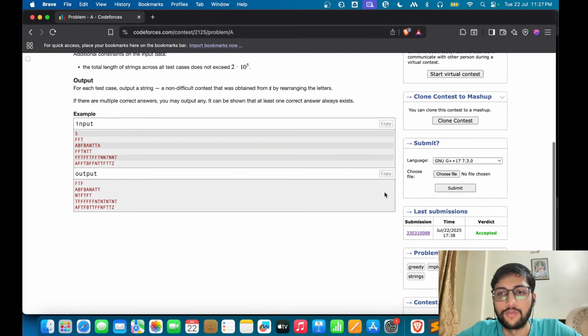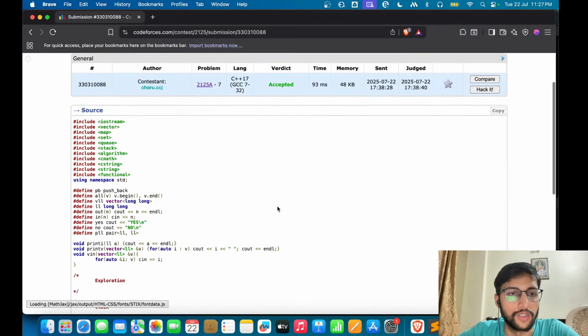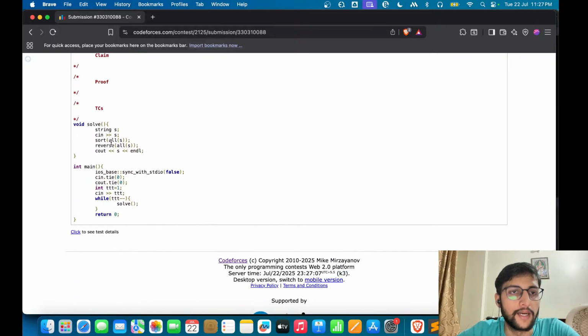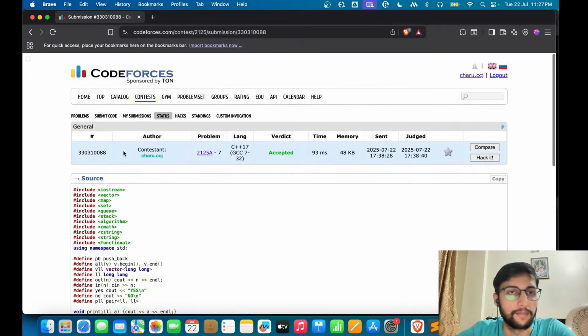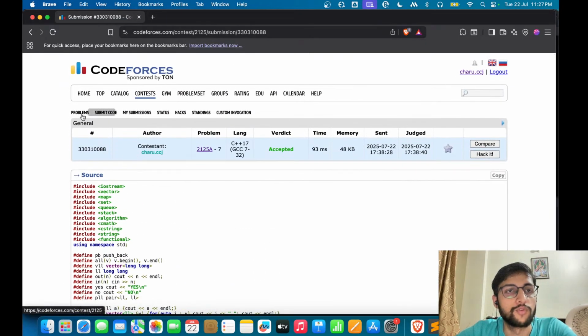So if I move to the solution of this, then this is a pretty straightforward solution here as well. You can see that I just am sorting the string, and then I'm reversing it and printing it out, and it gets accepted. So now let's move to the second problem.